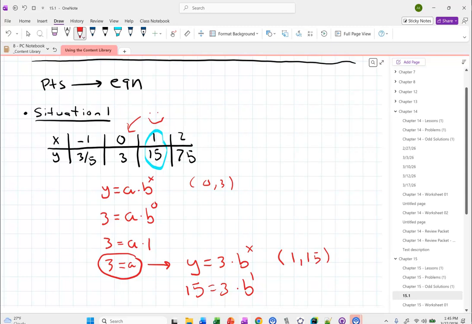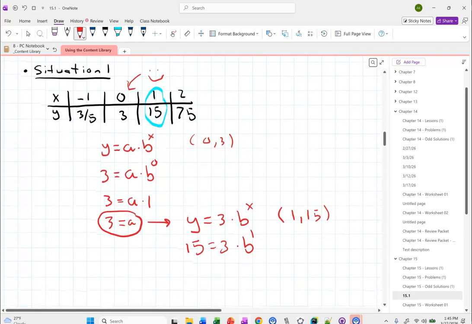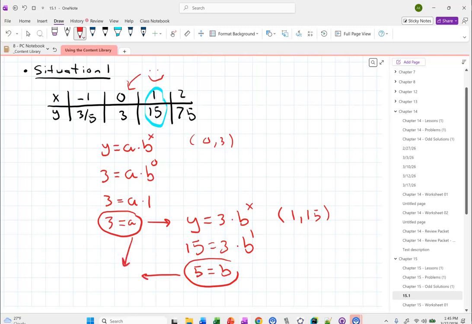But come on, folks, pick the one where the x value is 1, so you don't have to do a radical if you have the choice. So I divide both sides by 3, and I get b is 5. If I take both of these together, then I got that. Pretty easy, right?